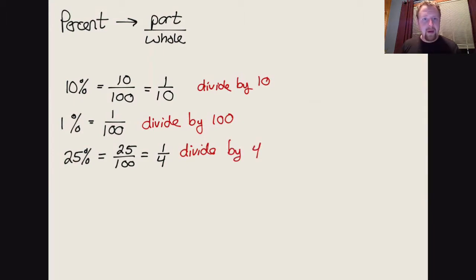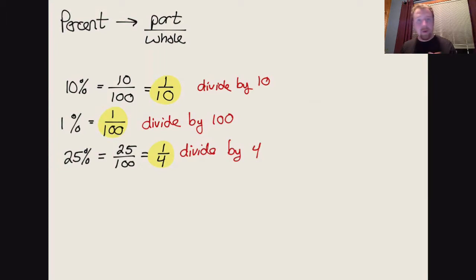Notice there's a pattern when we're looking at the simplified version of the percent as a fraction. Let me highlight these real quick. Here, here, here, we're always dividing by the denominator. For 10%, we divide by 10 because the simplified fraction is 1/10. For 1%, we divide by 100 because the simplified fraction is 1 over 100. For 25%, the simplified fraction is 1/4, so we divide by 4.